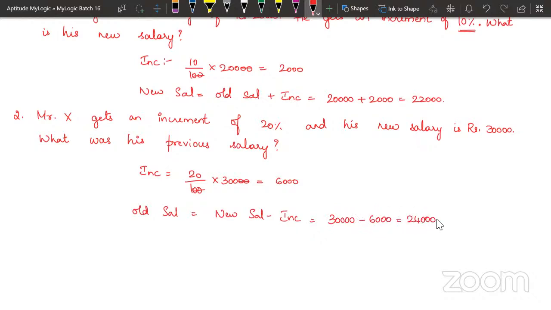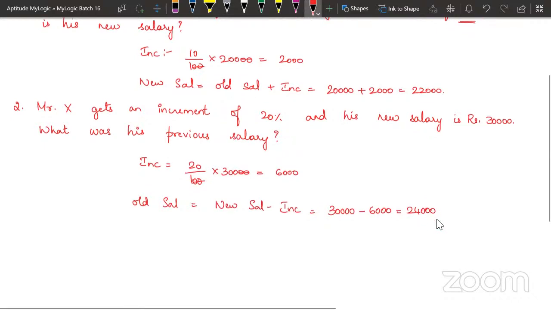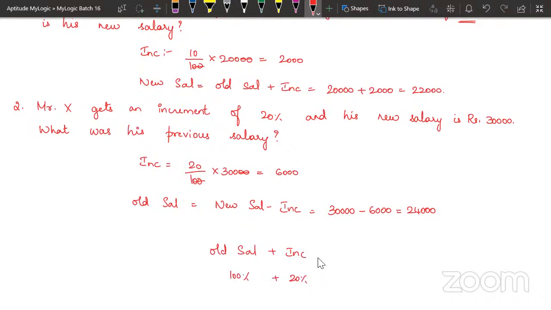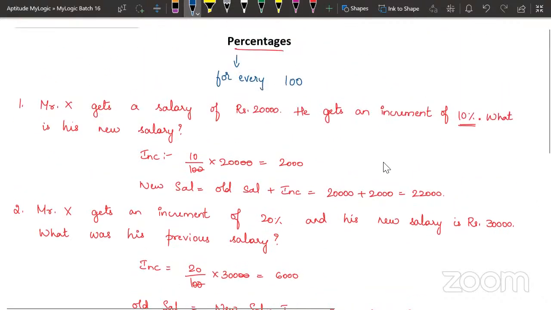This is how you people have calculated, but this is wrong because the original salary is 100% of the salary, and increment is 20% of this. And that gives you the new salary, and the new salary is actually 120% of the original salary. Is that clear?